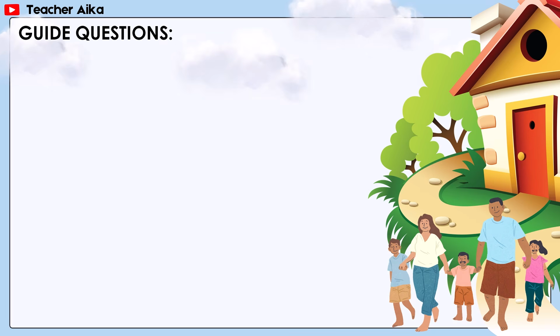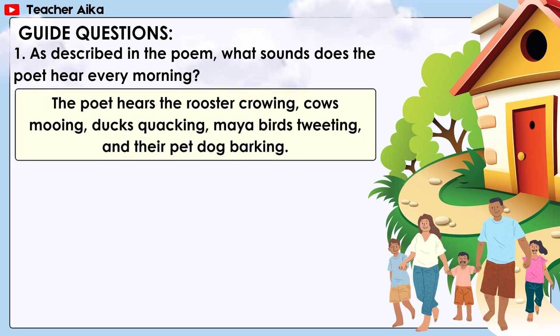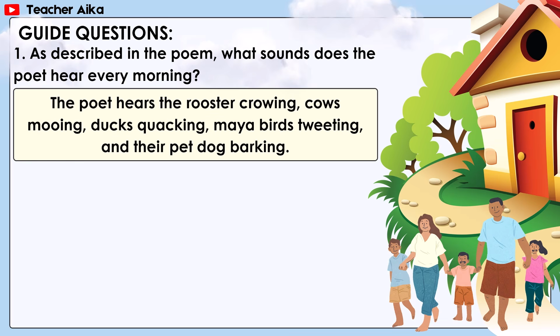And here's the guide questions. 1. As described in the poem, what sounds does the poet hear every morning? Answer: the poet hears the rooster crowing, cows mooing, ducks quacking, Maya birds tweeting, and their pet dog barking.